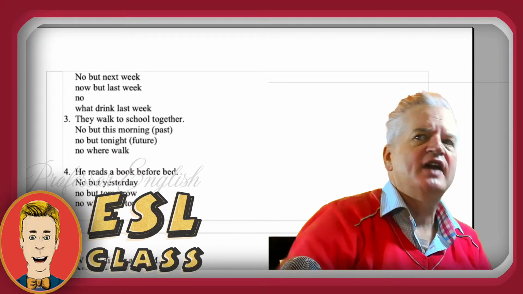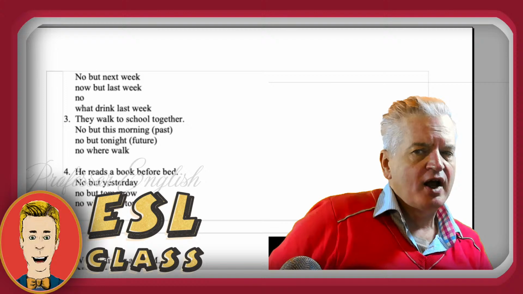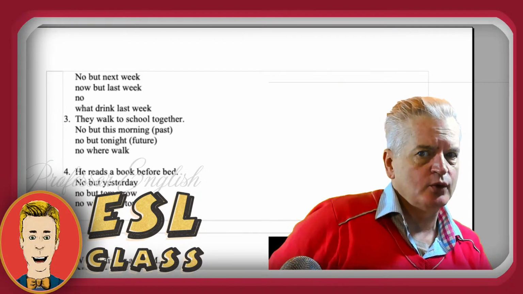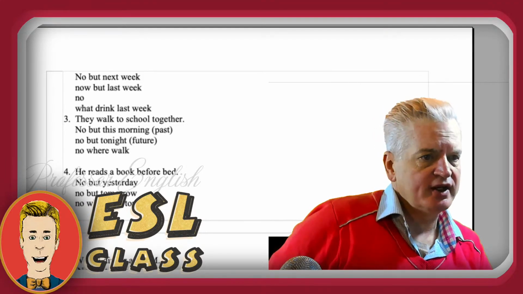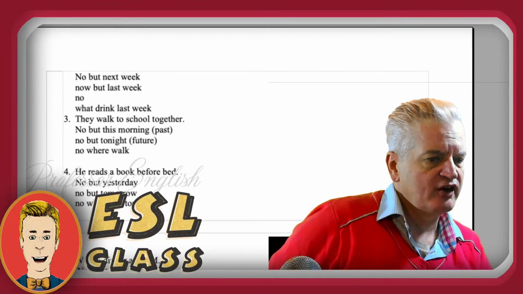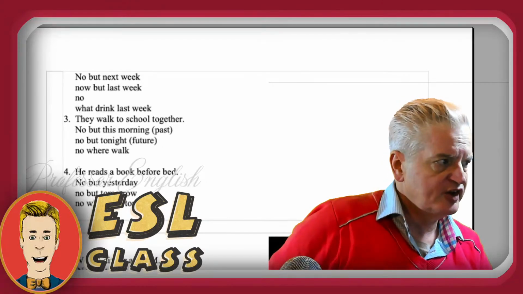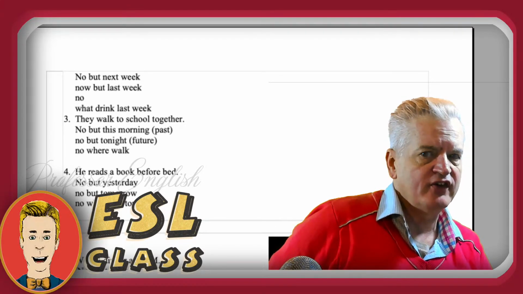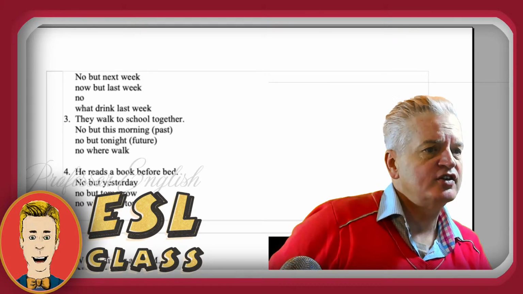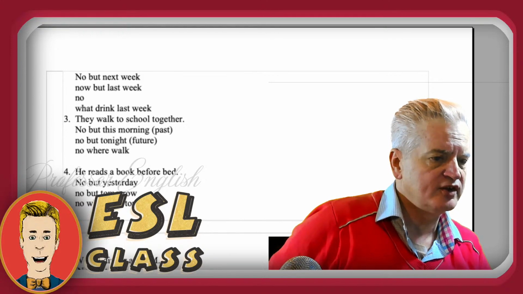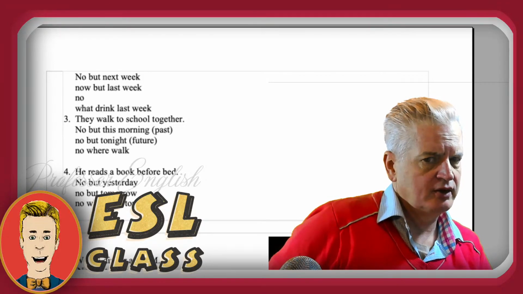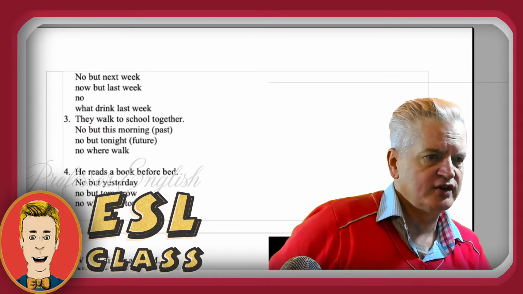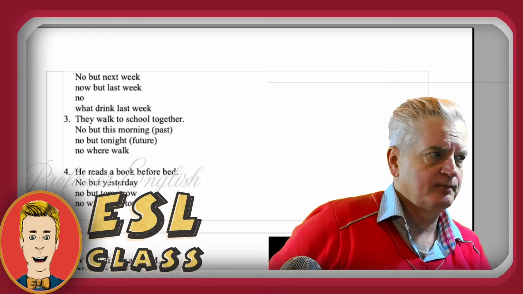Now our sentence is, last week she drank coffee for breakfast. How will you make a yes-no question with she drank coffee for breakfast? Did she drink coffee for breakfast last week? Let's answer no. How would you answer no to that question? No, she didn't. No, she didn't drink coffee for breakfast.